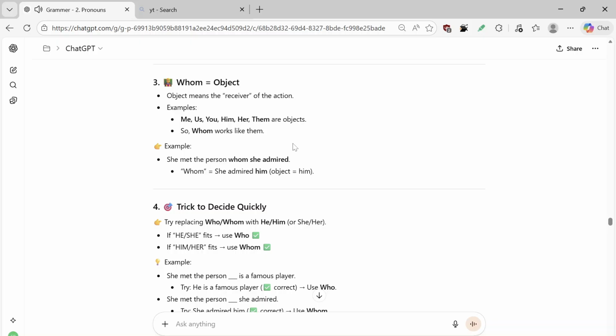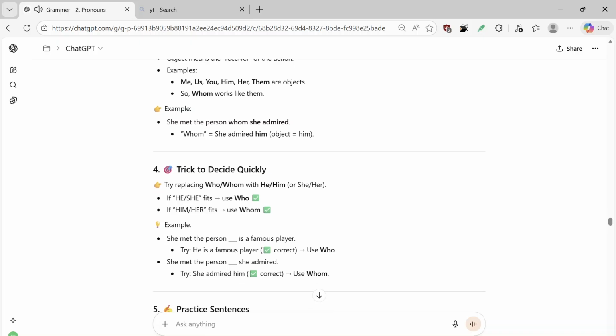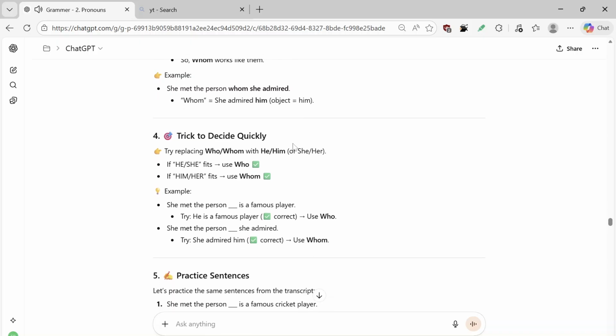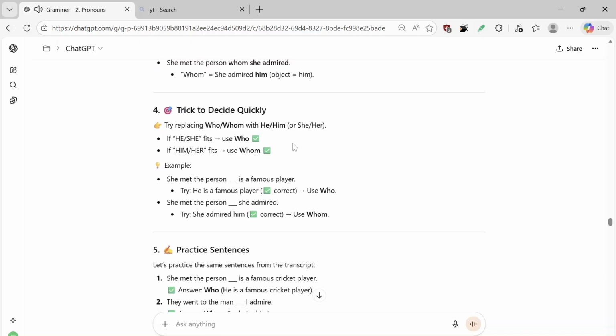4. Trick to decide quickly. Try replacing who or whom with he, him, or she, her. If he, she fits, use who. If him, her fits, use whom. Example: she met the person who is a famous player. Try: he is a famous player. Correct? Use who. She met the person whom she admired. Try: she admired him. Correct? Use whom.